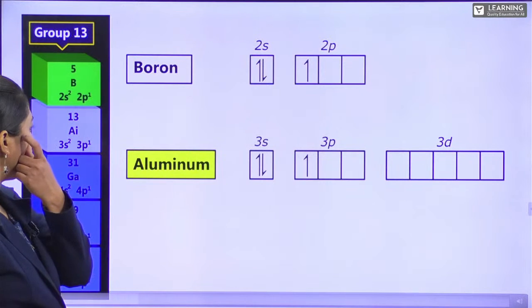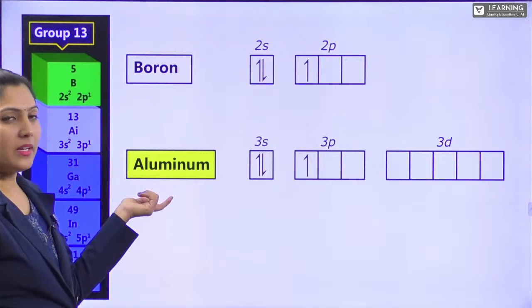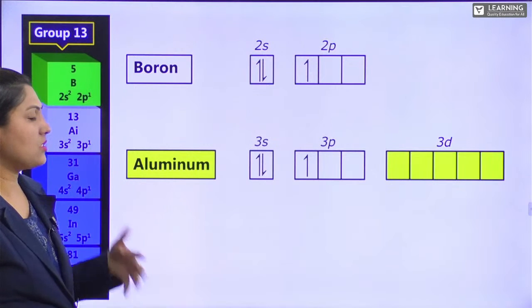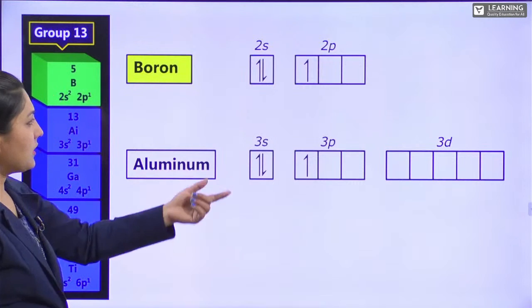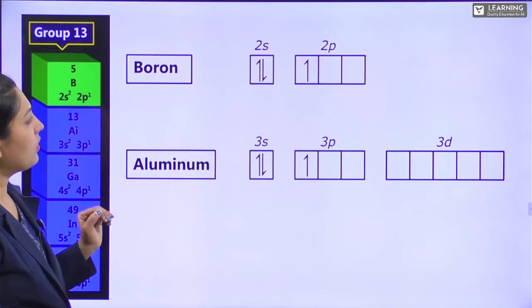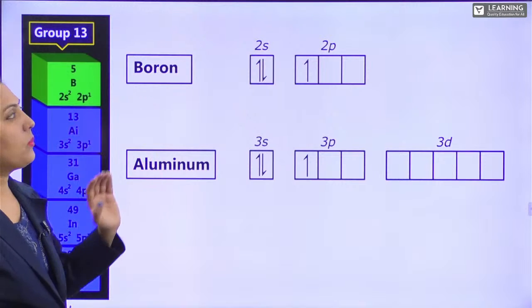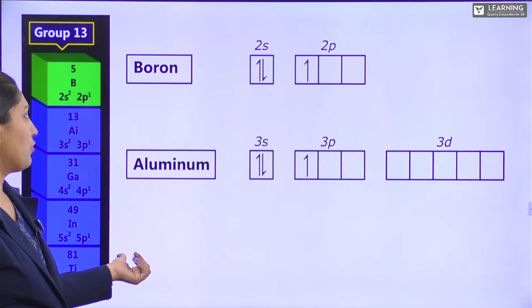You can see here aluminium will form octahedral structures or hexa ligands due to the presence of d orbital, whereas boron will not have d orbital and hence it cannot form it.